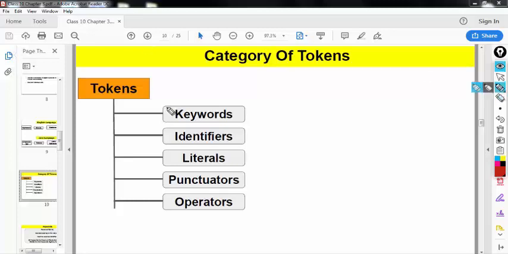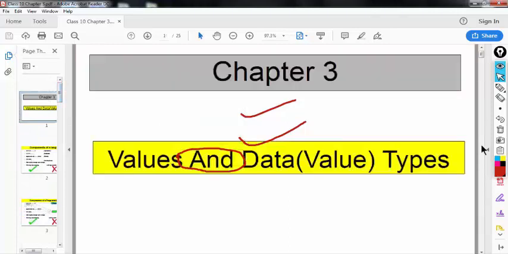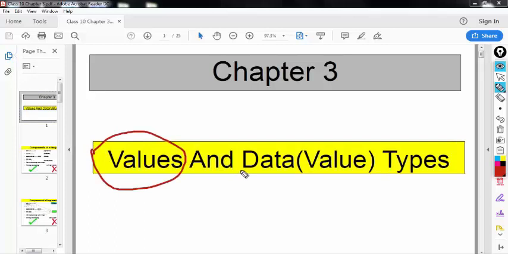Last time we were discussing tokens and we covered keyword kind of tokens and identifier kind of tokens. Today we'll be looking at the literal category of tokens. And before we start literals, I would like to bring your attention to the name of this chapter. The name of the chapter is Values and Data Types.